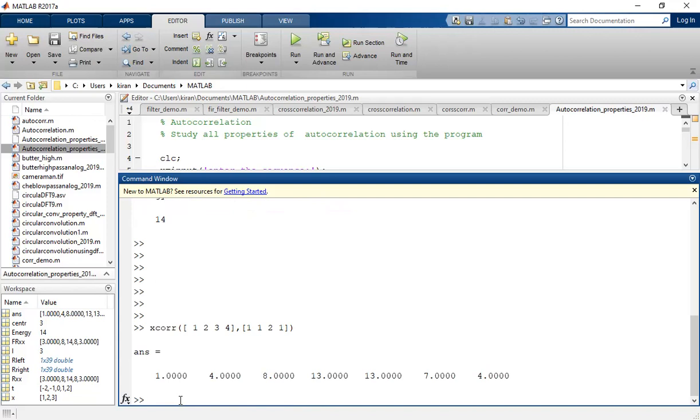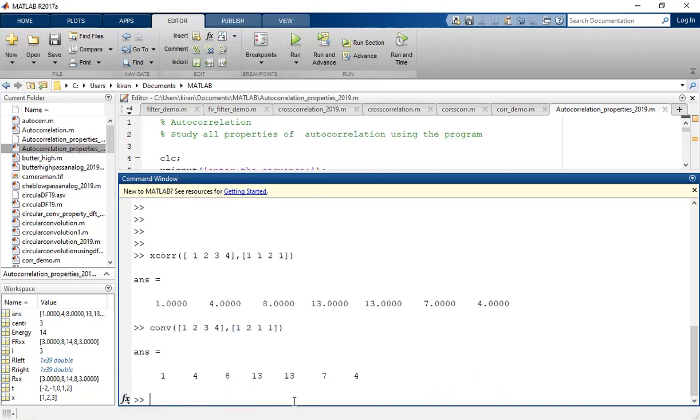Now what I will do is I will just convolve. I will convolve the first sequence as it is, 1, 2, 3, 4, whereas the second sequence I will flip from left to right. So that would be 1, 2, 1, 1. Did you get this? What did I do? Instead of writing it from left to right, I wrote it from right to left. And you can see both my convolution and correlation gave me the same answers.